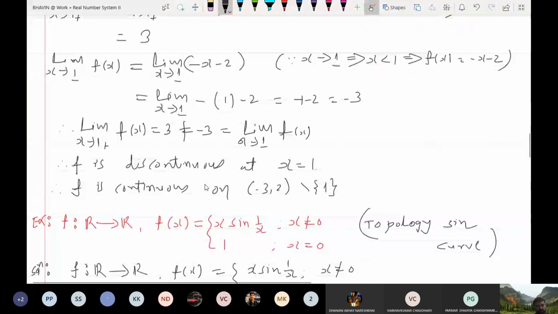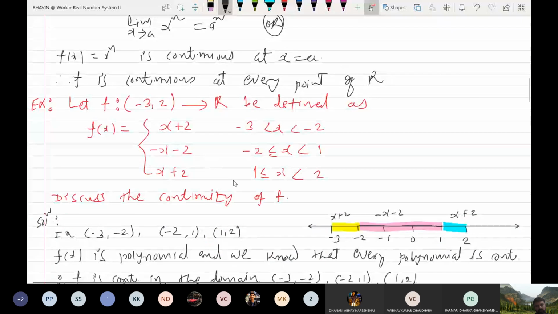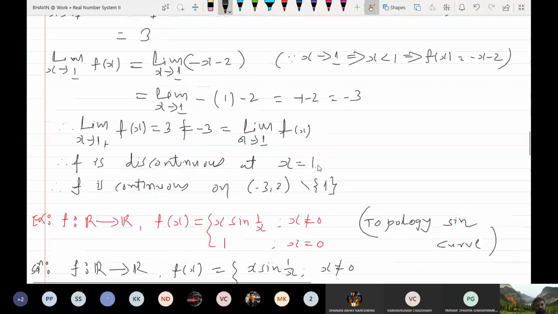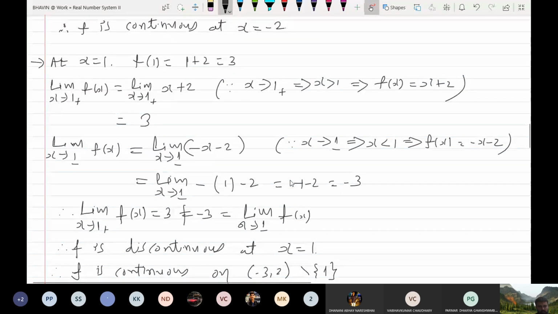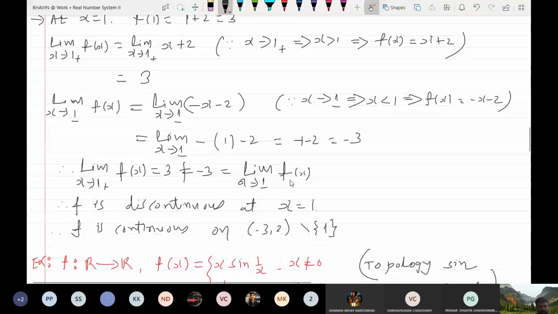Now, if you look at this example, f is discontinuous. We have proved that f is discontinuous at 1. At point 1, f is discontinuous. Now, Abhay, I am asking you a question. Can you hear me? Yes, sir. Tell me. Type of discontinuity of this function f at x equal to 1. It is removable.